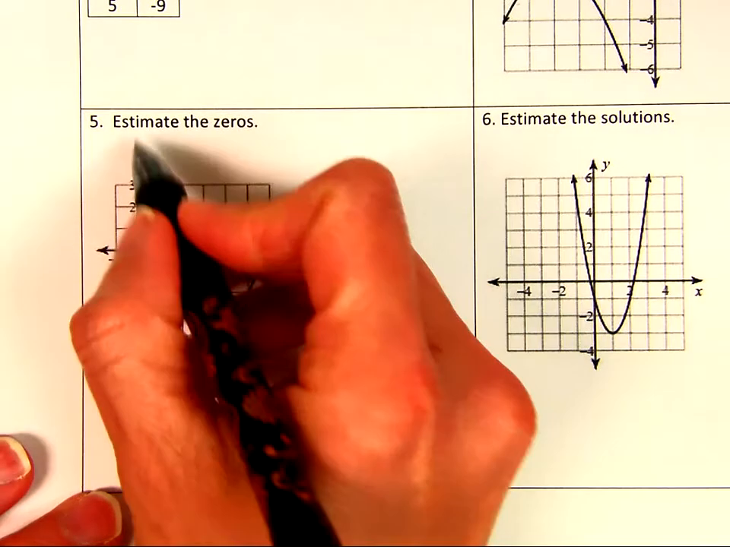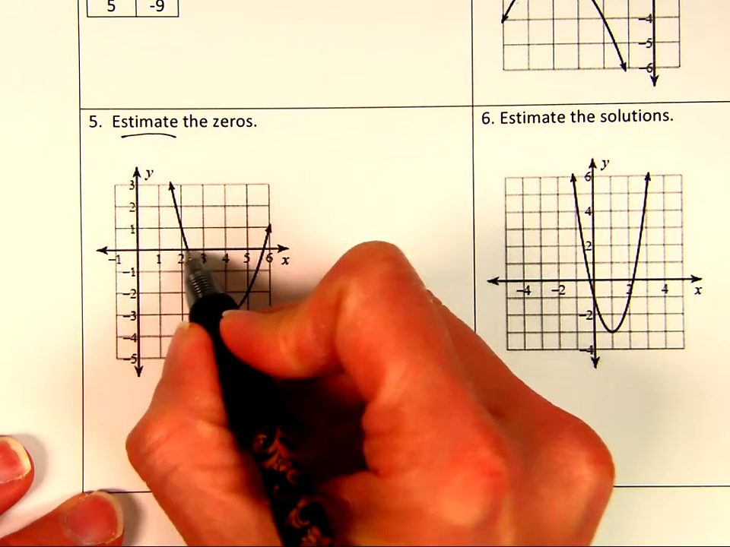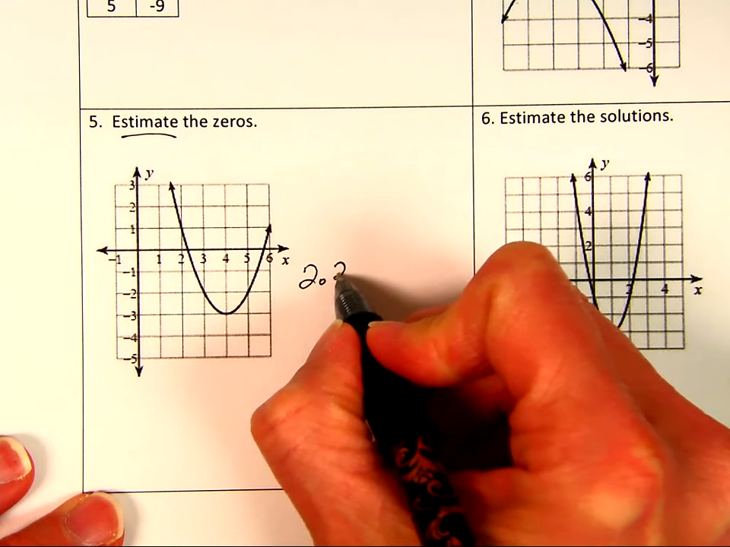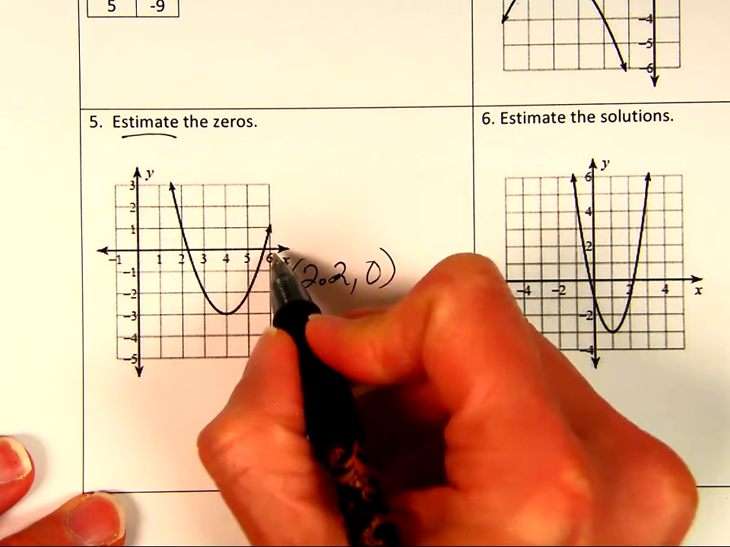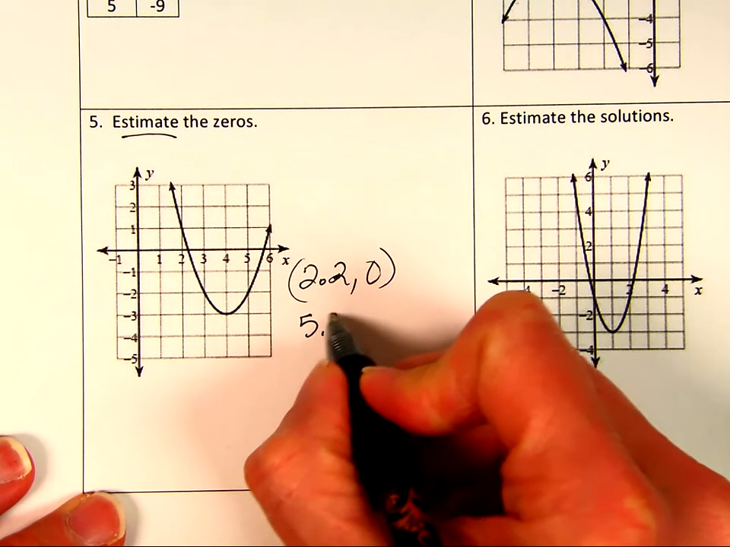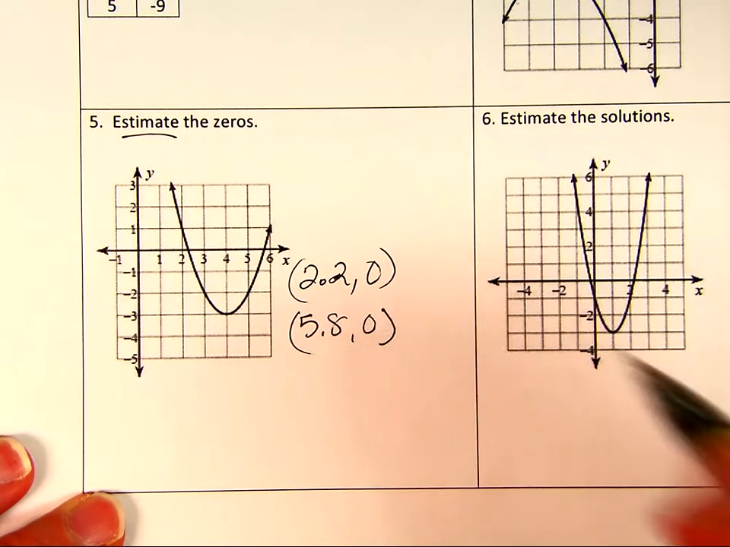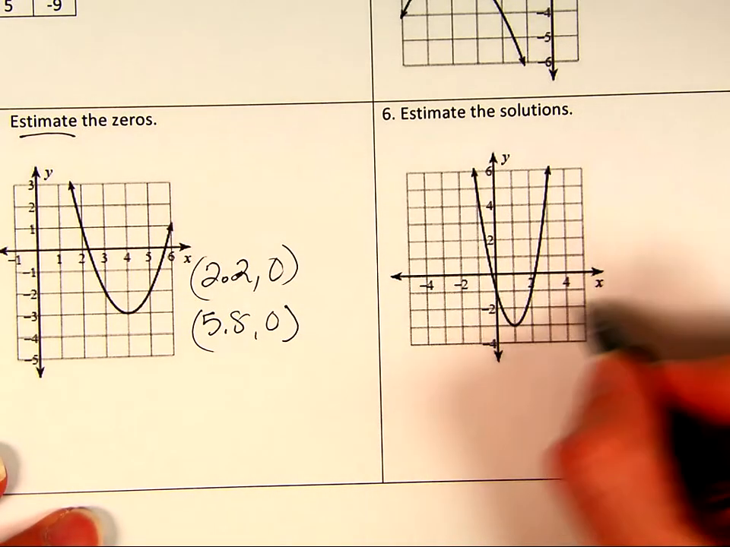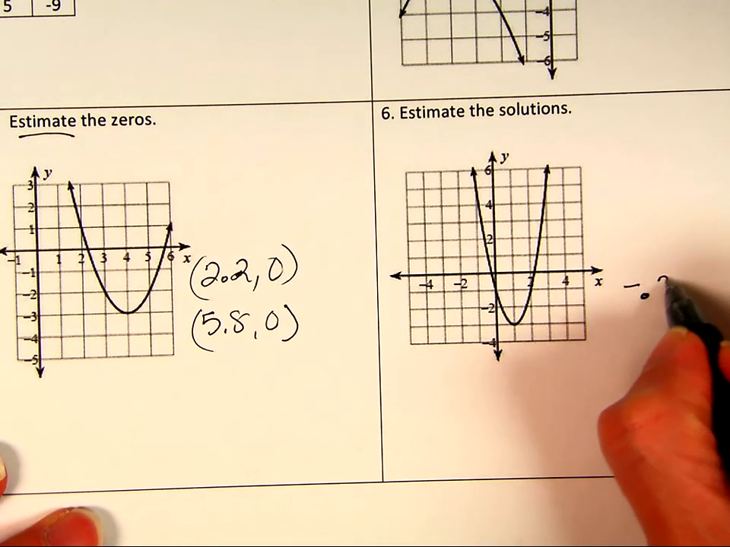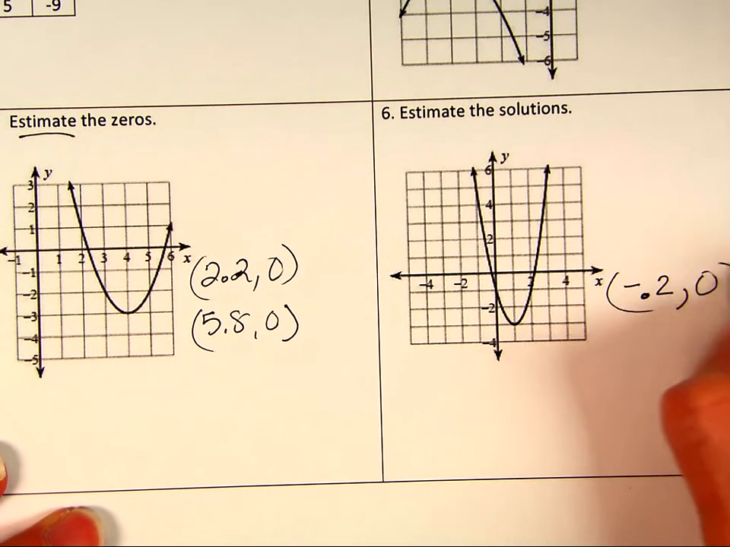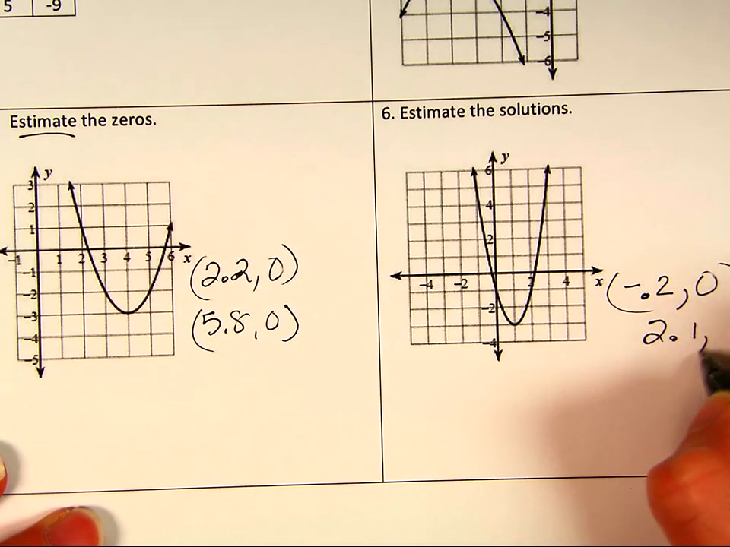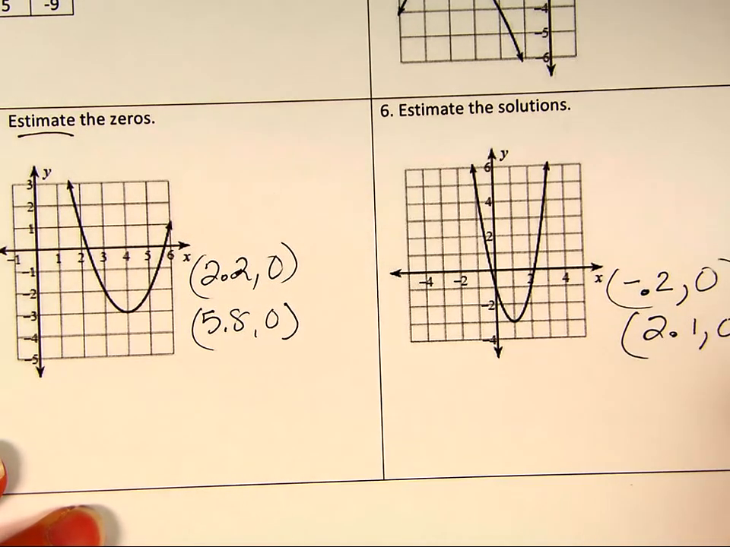Okay. Now it says to estimate the zeros. I know it's between 2 and 3. 2.2-ish is one of them, and 5.8-ish looks like the other one. It's okay if you're a little bit off. After all, we're estimating. Here it looks like maybe -0.2 and 2.1, something like that. And those are my estimates.